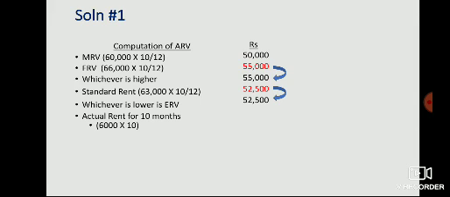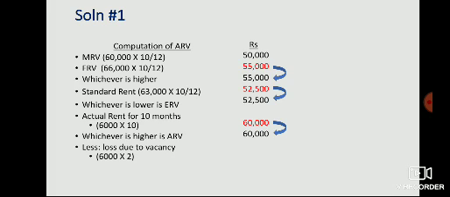Actual rent for 10 months is 60,000. You can see actual rent is also taken for 10 months and not for 12 months. Whichever is higher will be your ARV. So 60,000 is higher than 52,500. This will be your ARV. From your question, we have vacancy. So we deduct the loss due to vacancy. Vacancy is for 2 months. Loss is 12,000. So after deducting, the final ARV is rupees 48,000. I hope that's clear.